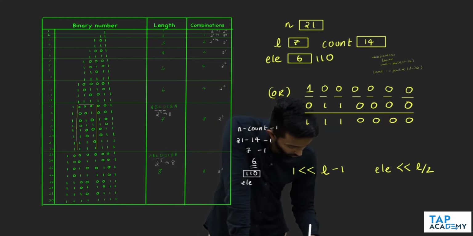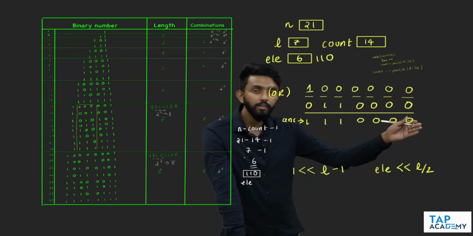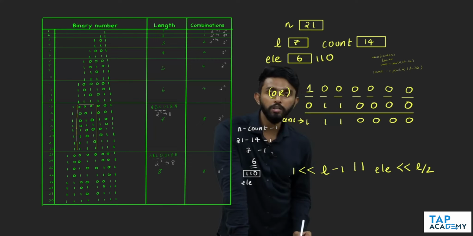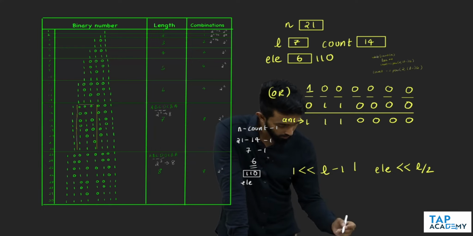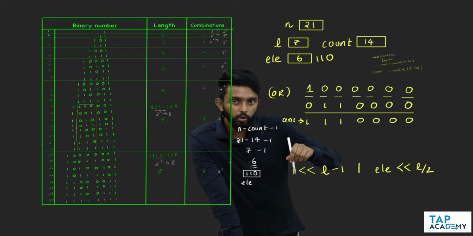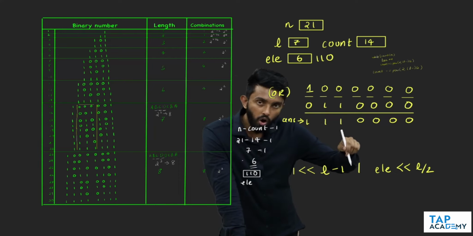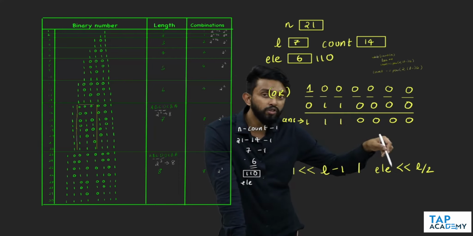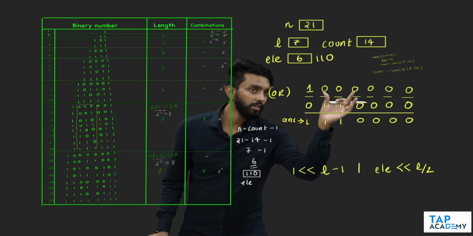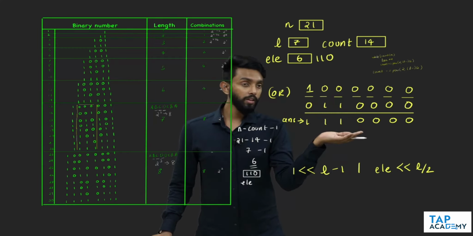But I would like to store this within a variable called answer. So how will you find this answer? Very, very simple. What you have to do is perform an OR operation between 1 left shifted L minus 1 times, so that this bit is set as 1, and the element left shifted by L by 2 times, so that this sequence comes and sits at the right position. If you do that, you got answer. 90% of your solving of the question is done.